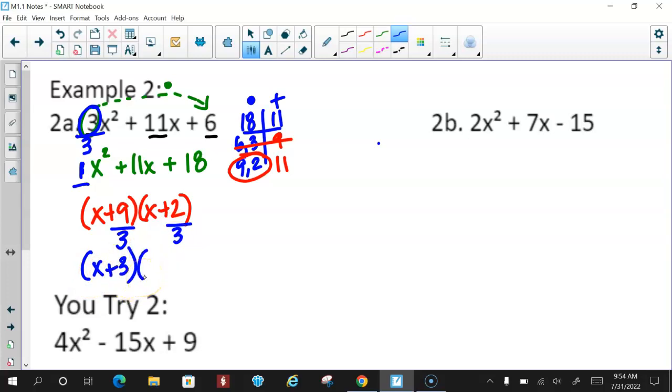Now, can we divide 2 by 3 evenly? No. Bottoms up. We take the bottom number and bring it up. So this becomes 3x plus 2. That is our factored form.